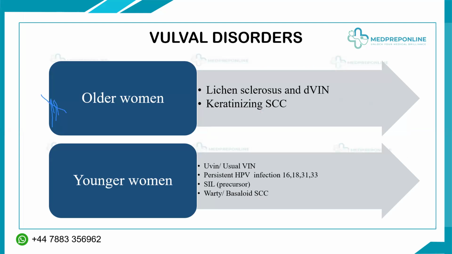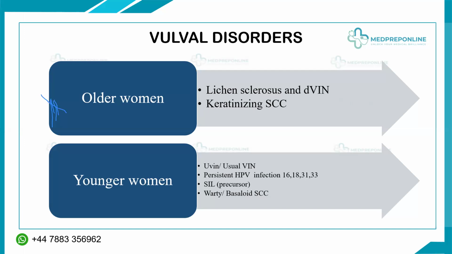So vulval disorders are usually characterized by two types. Either you have a usual type of vulval intraepithelial neoplasia, or you have a differentiated type of vulval intraepithelial neoplasia. So in older women, you can find DVIN, which is the differentiated type, and the precursor of which is lichen sclerosis. So chronic long-standing lichen sclerosis can develop into DVIN, which is again a precursor of invasive vulval squamous cell carcinoma, as well as keratinizing squamous cell carcinoma seen in older women.